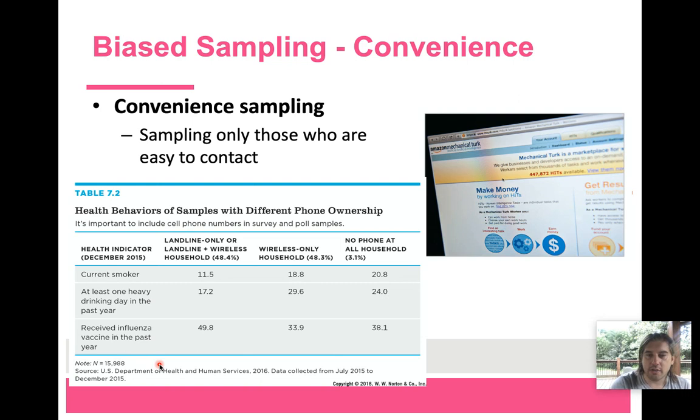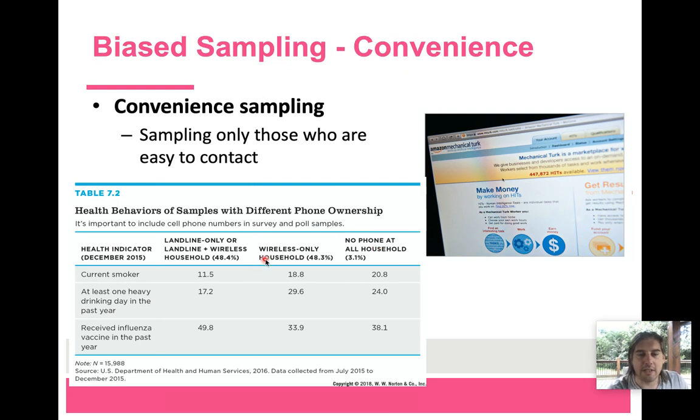And the HHS reached out to people who either had a landline only or landline plus wireless, meaning cell phone, household, right? So we're cold calling people, and then we're asking them also, do you have a landline only, or do you have a landline and a cell phone? Versus people who only have a cell phone, right? Wireless only household. Versus people who have no phone whatsoever.